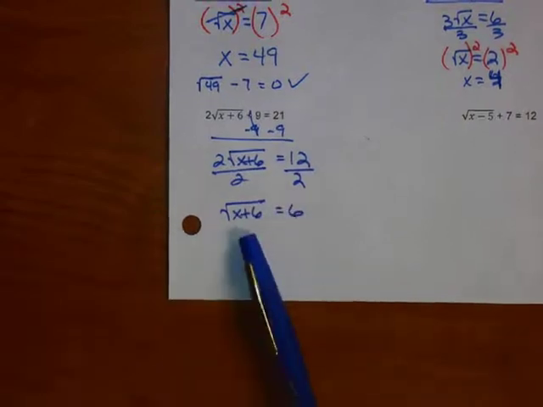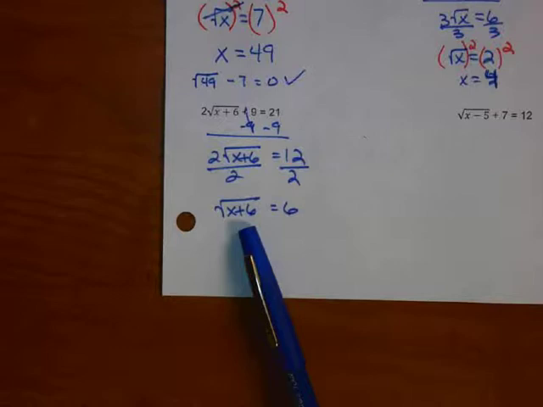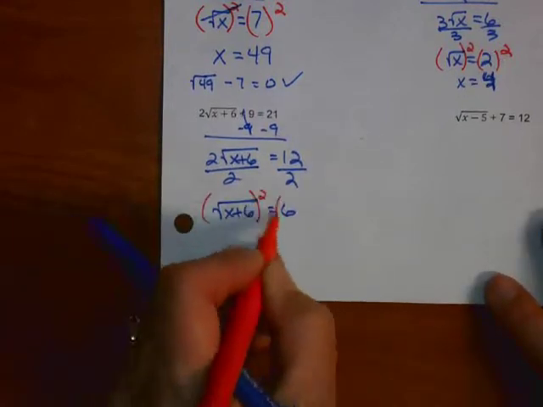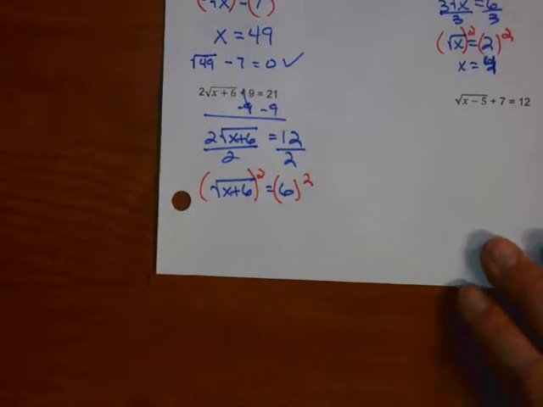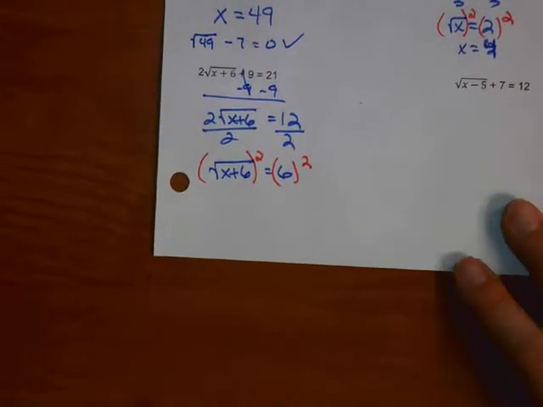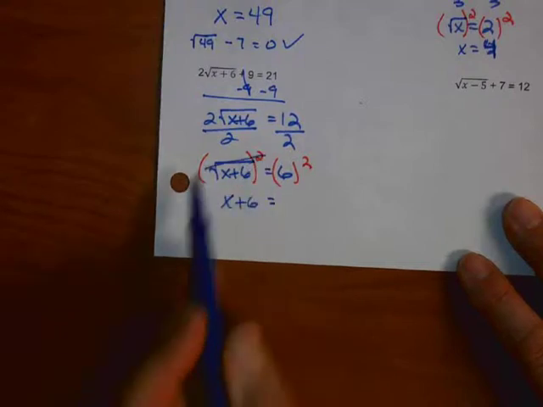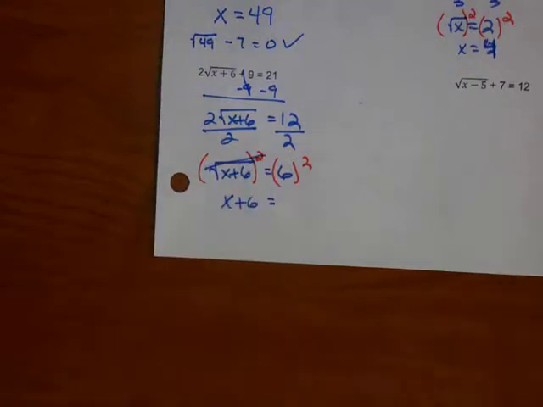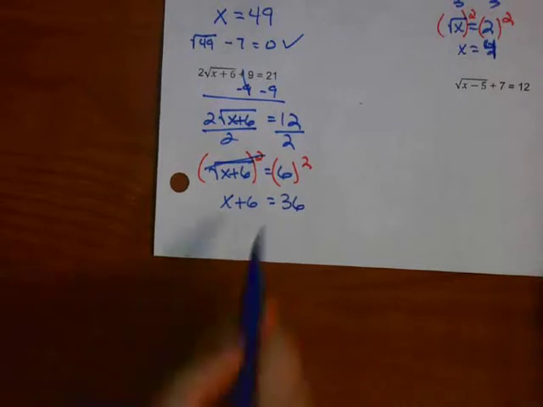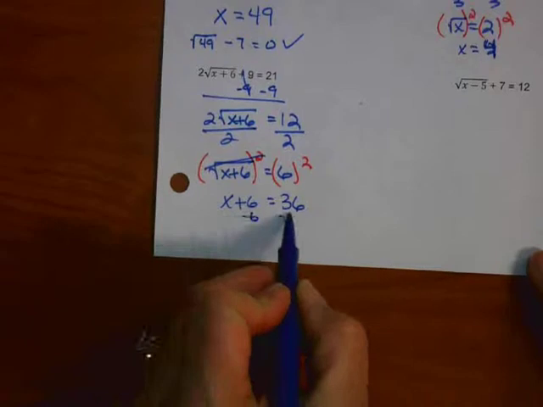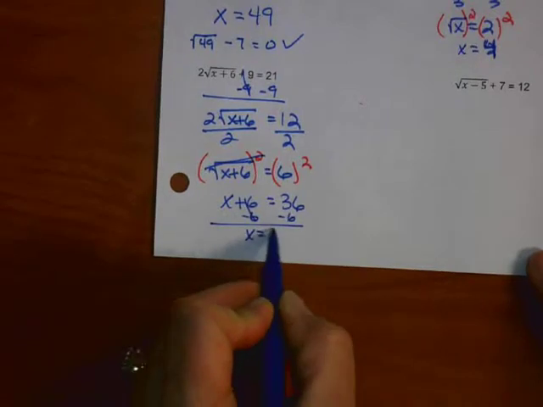Now, this is all under the radical. You cannot take it apart. You can't subtract 6 at this step. You just have to do what? Square both sides. Get rid of that radical. Square the stuff inside the radical. No, because it just cancels those out. Okay? And then you subtract 6, and x equals 30.